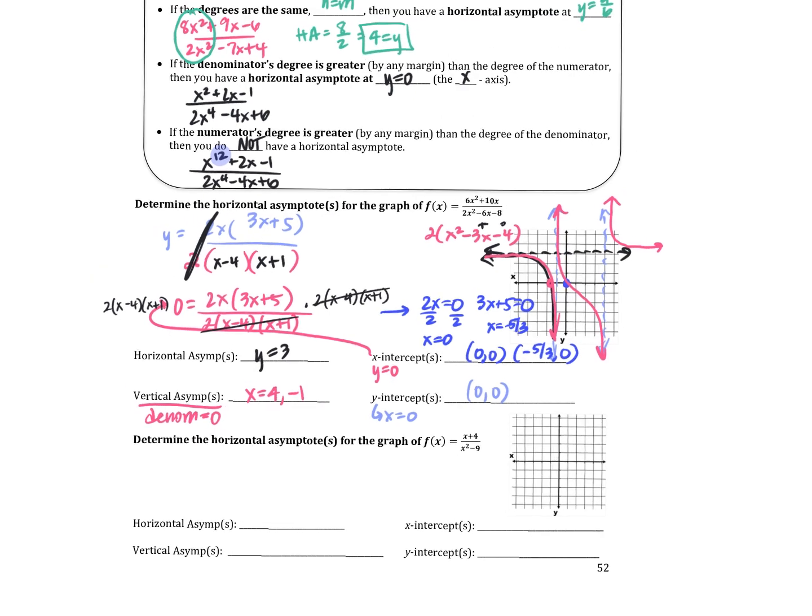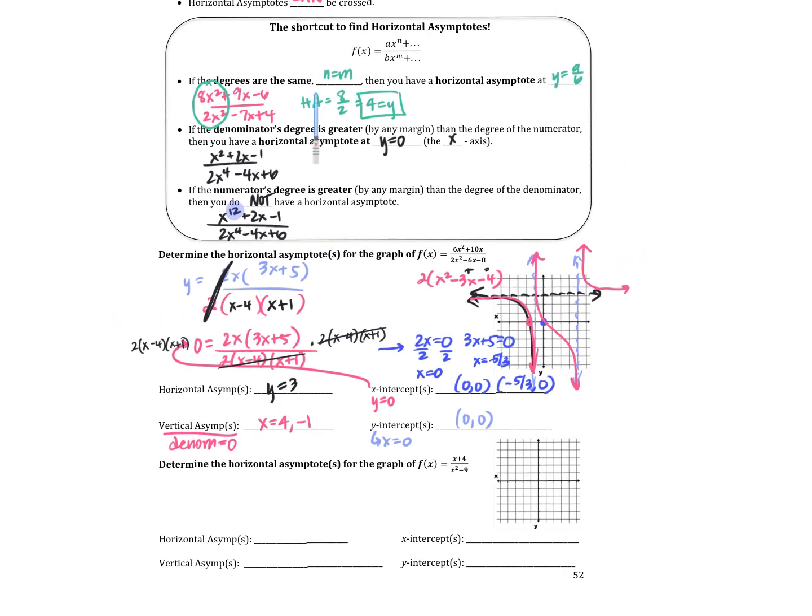Right away, looking at this first one, I'm going to keep our little table up here. Where is the degree bigger? I've got an x to the first on the top. I've got an x to the second on the bottom. Since the degree on the bottom is bigger, what are we going to say my horizontal asymptote is? 0.